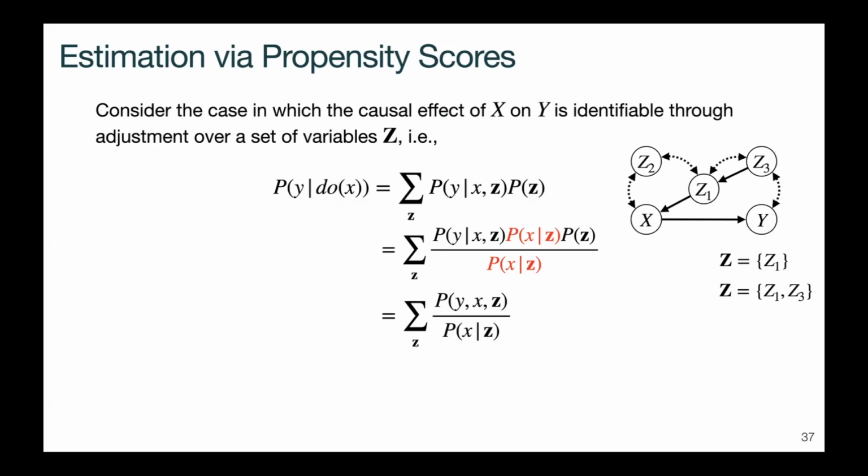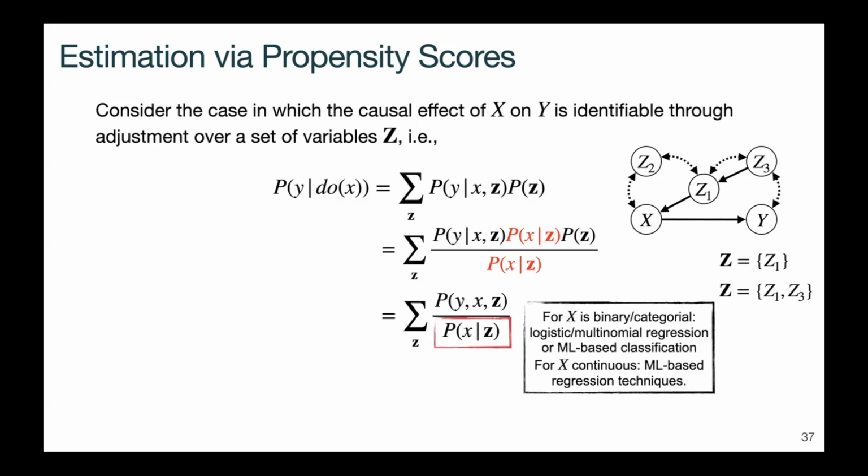And in the end, you see that the interventional probability distribution is just using the joint, but weighted by the inverse of this quantity. And this quantity is called the propensity score. So it's the propensity of taking a treatment given some set of covariates. So that's the idea of the propensity score.